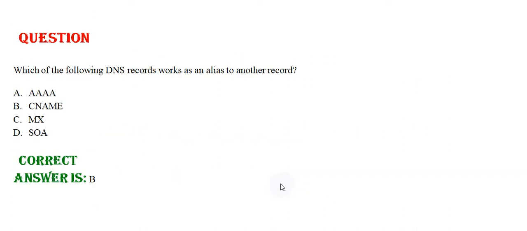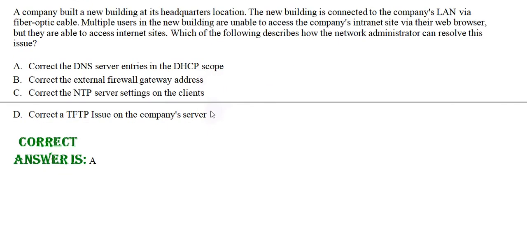Moving towards the next question. Which of the following DNS record works as an alias to another record? Option A, AAAA. Option B, CNAME. Option C, MX. Option D, SOA. The correct answer is option B.